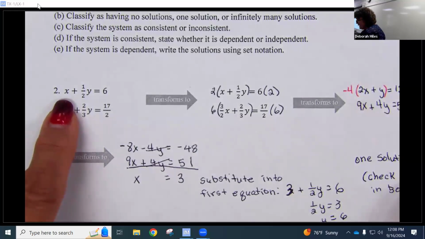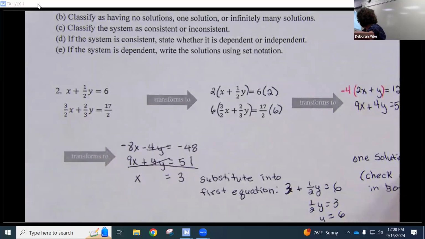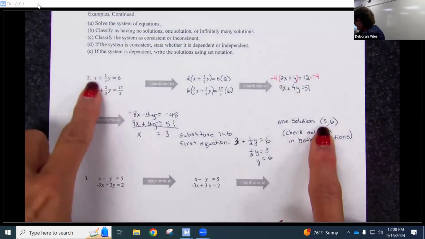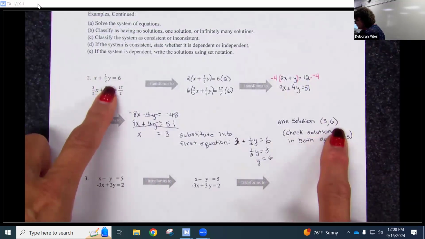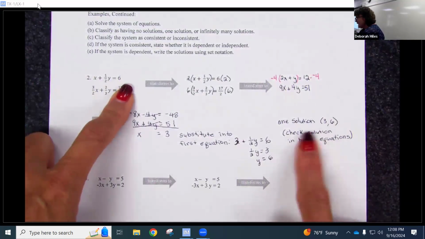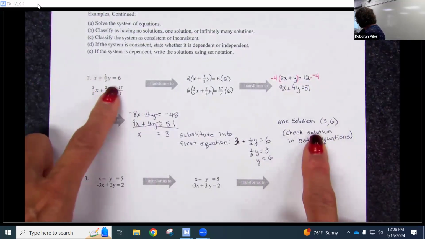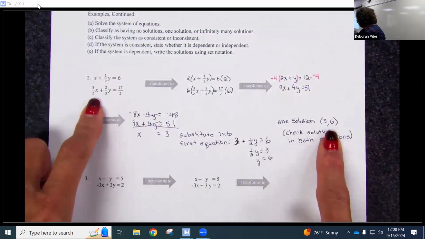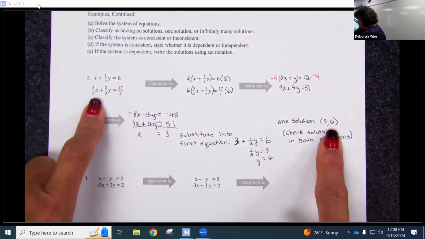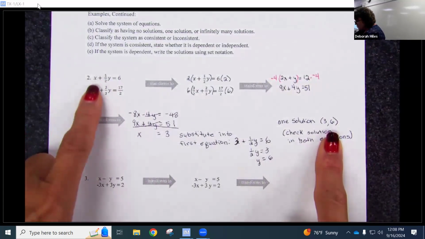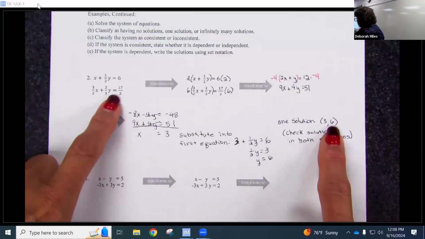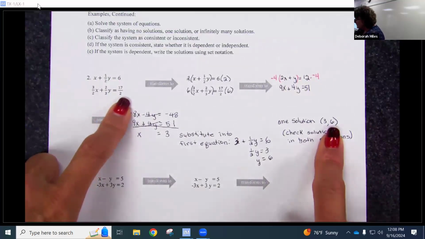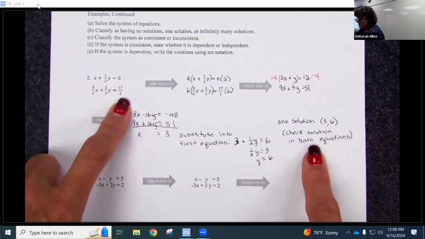So I would have to check, zoom out enough you can see both fingers, but you can't read the writing. I would have to check that 3 plus a half of 6. What's a half of 6? 3. So 3 plus 3 equals 6. It certainly makes the first equation true. The second one would be the little bit uglier one to check. Might need a calculator, but I could punch 3/2 times 3 plus 2/3 times 6 and make sure that it gave me 17/2. And it would, I'm confident in that answer.